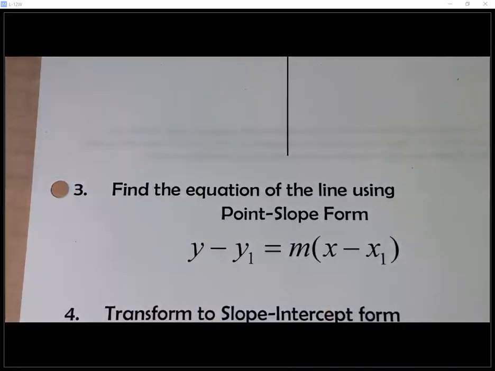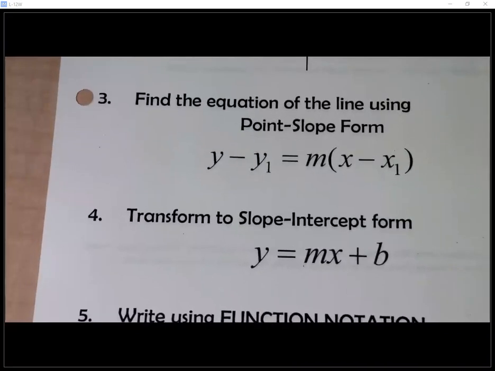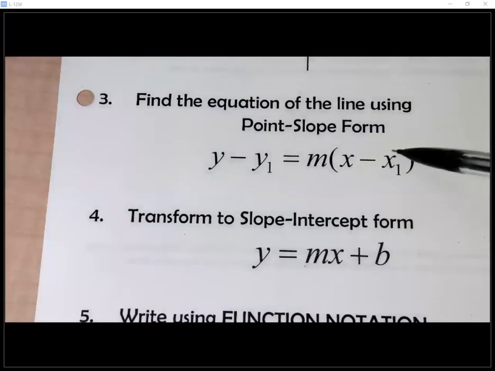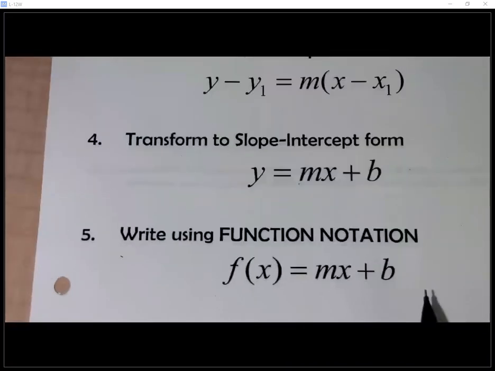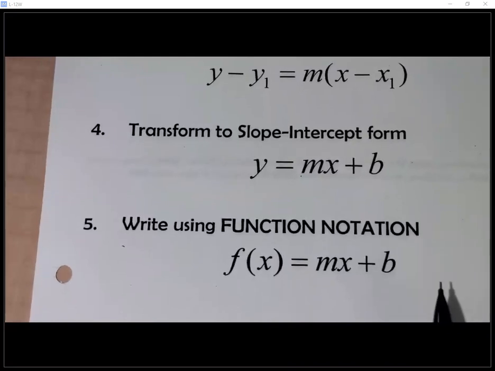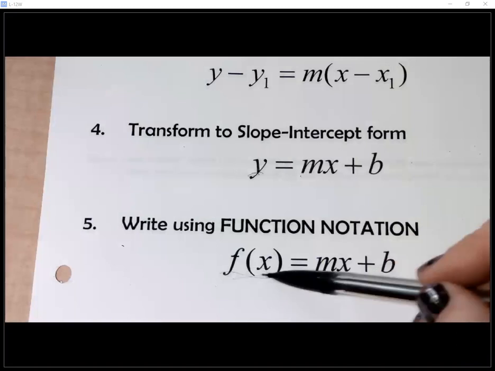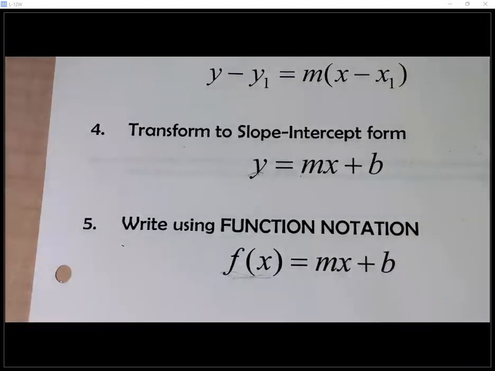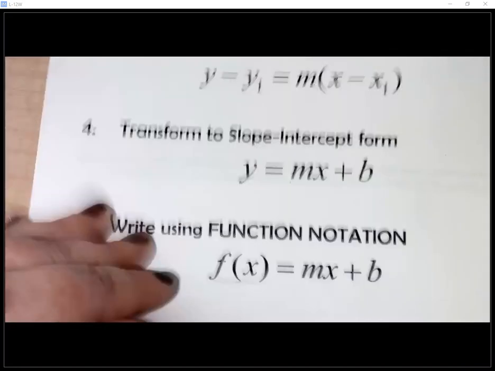Transform to slope intercept form. So we've talked about that. Distribute your slope and then add the y1 over. And then we do want to write it in function notation. We'll talk a little bit more about that. Do you guys remember function notation? Okay. Well, if you take a look at these two, the only difference is that we're replacing y with f of x. So I'll talk a little bit more about function notation once we do out an example, okay? So if you would flip this paper over, I have some problems for us to try together.